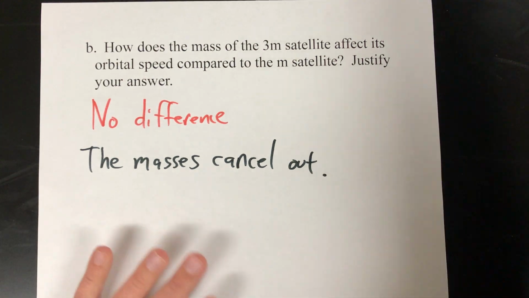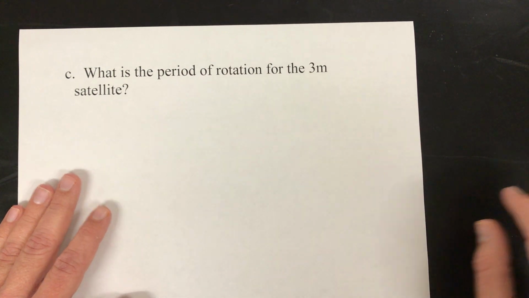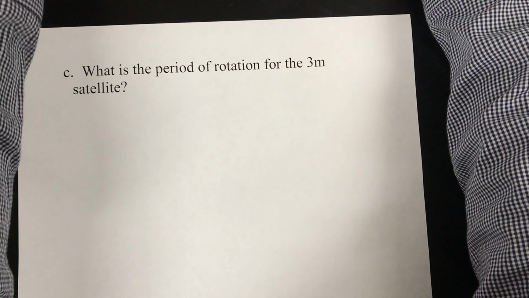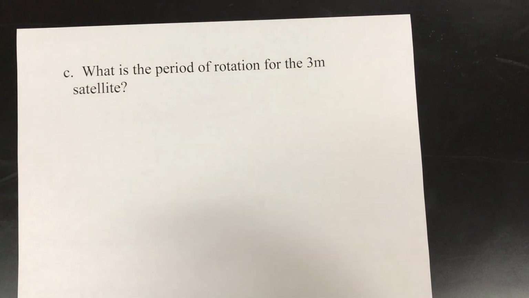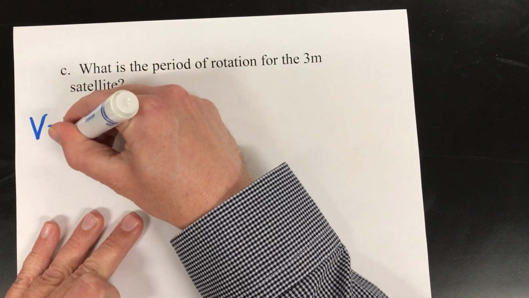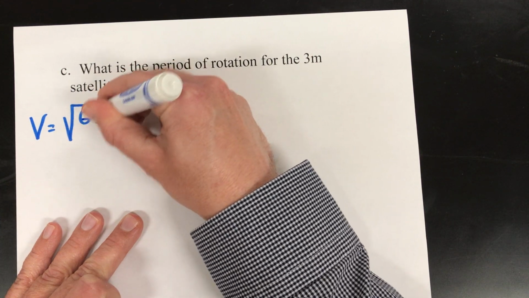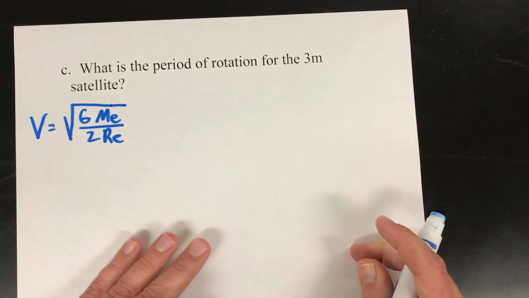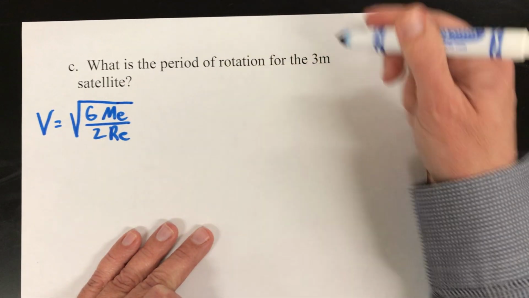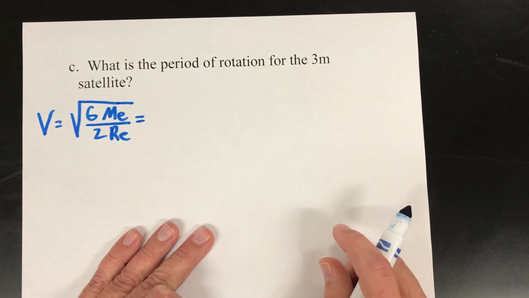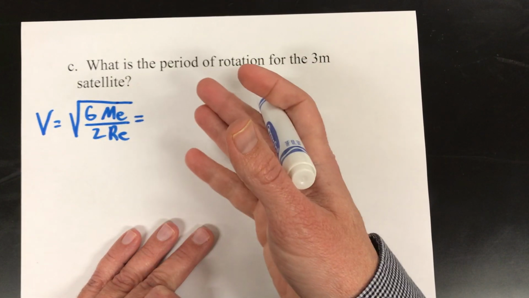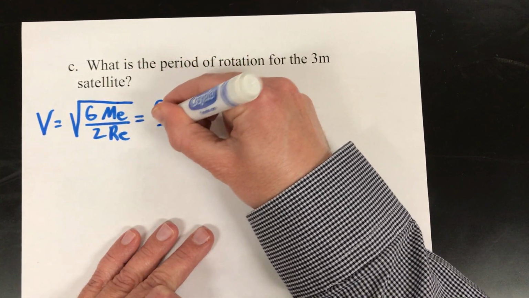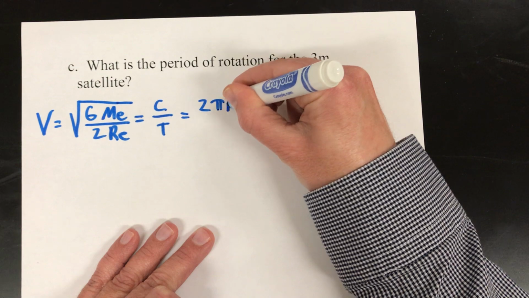All right, so finally, part C here. They say, what is the period of rotation for the 3M satellite? Well, one thing to remember is we just said the velocity is the same for either one. So we still know the velocity for this 3M satellite. It's what we just solved for. So the velocity is equal to the square root of capital G times the mass of the Earth over 2re, which is our radius there. So not only is this the velocity, but they want the period. So then we got to think about another part of velocity, and we often forget this when we're doing these equations, that velocity is also the circumference over the period, or 2 pi r over the period.